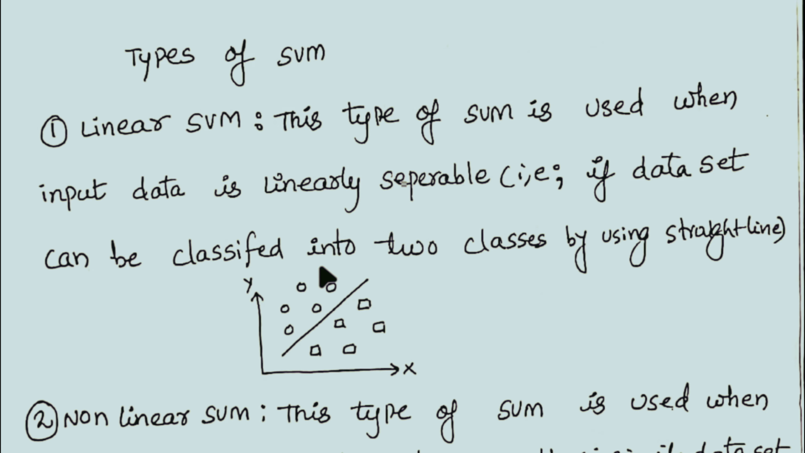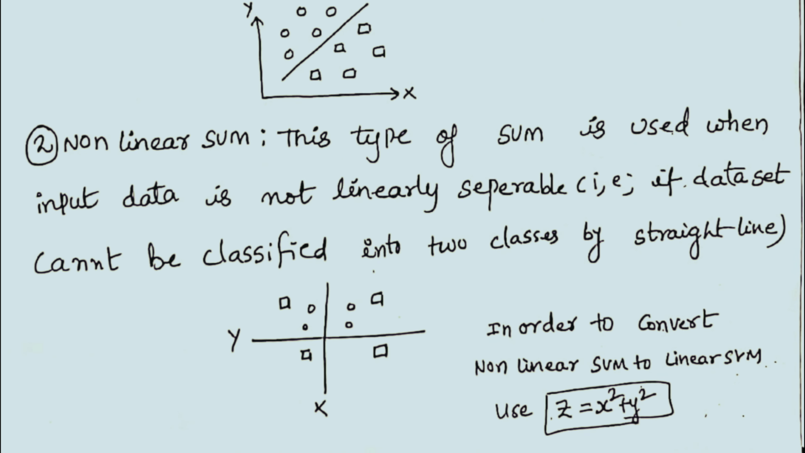In this, the data is linearly separable because there is a straight line in order to distinguish between two different types of data. If the data set can be classified into two classes by using a straight line, yes, one straight line is there in order to distinguish between these two. And the second one is what we have on the screen, you can observe. The second one is called non-linear SVM, non-linear support vector machine. This type of SVM is used when the input data is not linearly separable, that is, if the data set cannot be classified into two classes by a straight line.